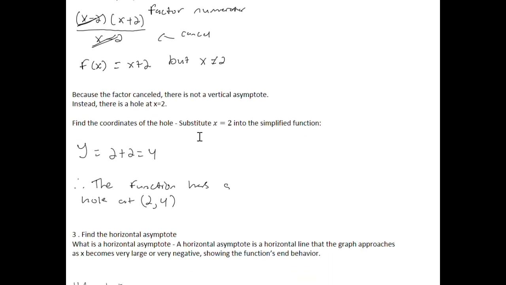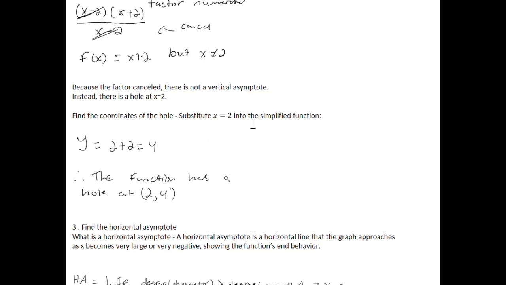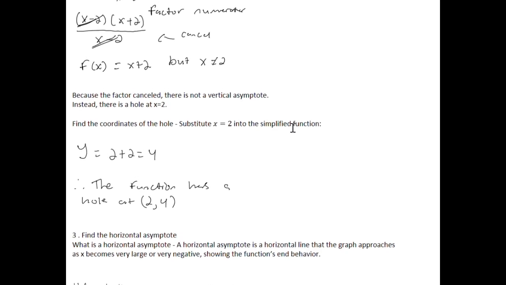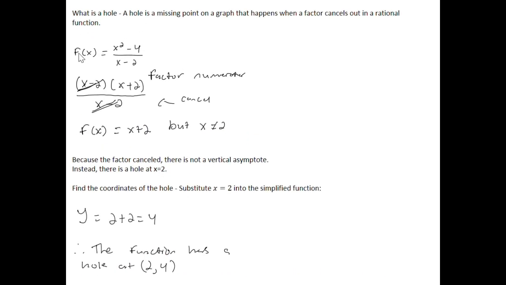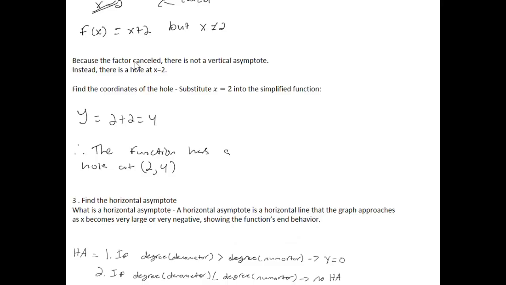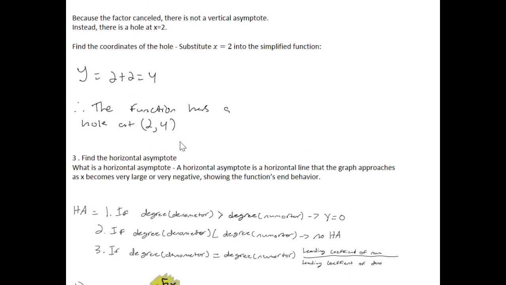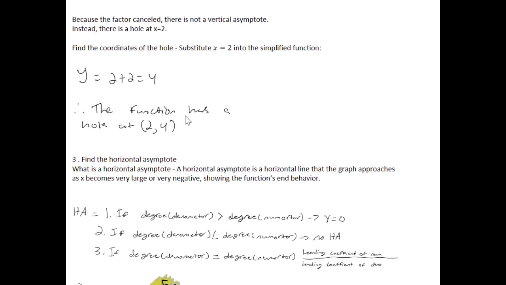Now that we know there's a hole, let's find the coordinates of the hole. So we substitute x equals 2 into the simplified function, which is this function here, since we got the simplified function from our first function. So y equals 2 plus 2. Now we know that the function has a hole at the coordinates 2, 4.